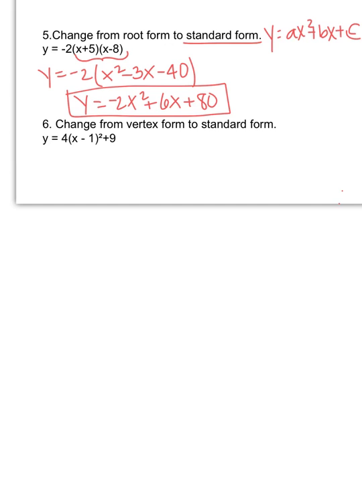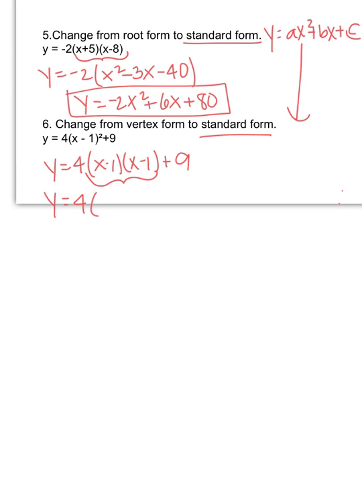Okay, so looking at 6, we're changing from vertex form, but we're still going to standard form. So still that same form there. Notice here we have x minus 1 squared. That means you're multiplying it by itself. So I want you to rewrite that as 4 times x minus 1 times x minus 1, and then plus 9. So that means the same exact thing as what we had on the original. Okay, so what we're going to do is get it to standard form. We're going to multiply these two first, then distribute the 4.